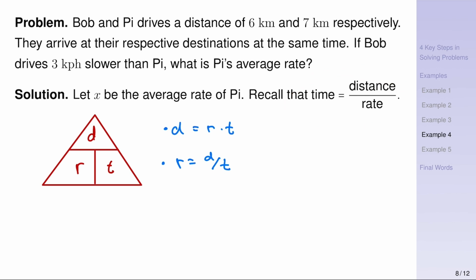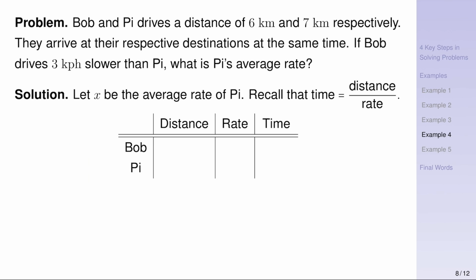And once you have that, since we're dealing with time, distance, and rate, plenty of quantities, it would be nice if we have a table of these three. So we have here Bob and Pi and their respective distance, rate, and time. Let's first fill in the distance. We are given that the distance of Bob is 6 kilometers, and the distance of Pi is 7 kilometers.